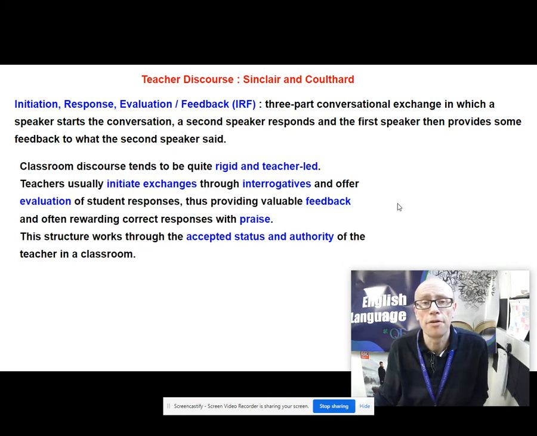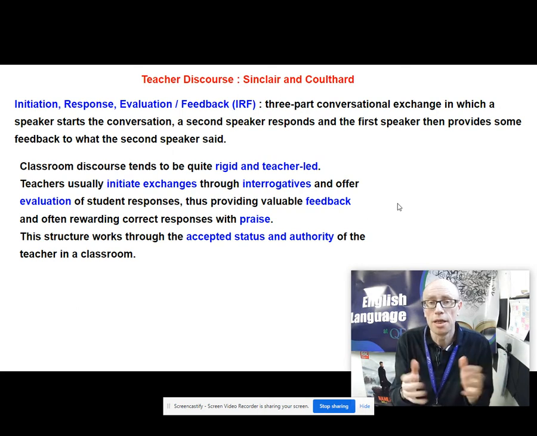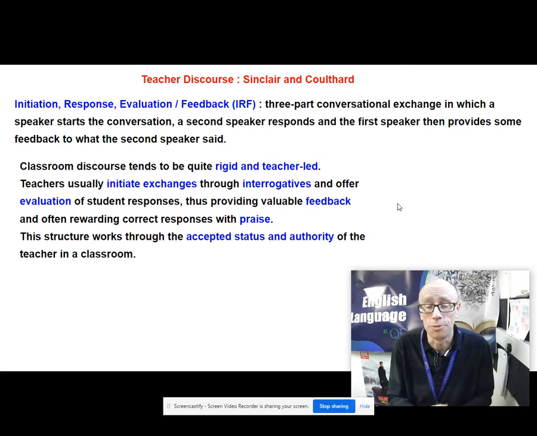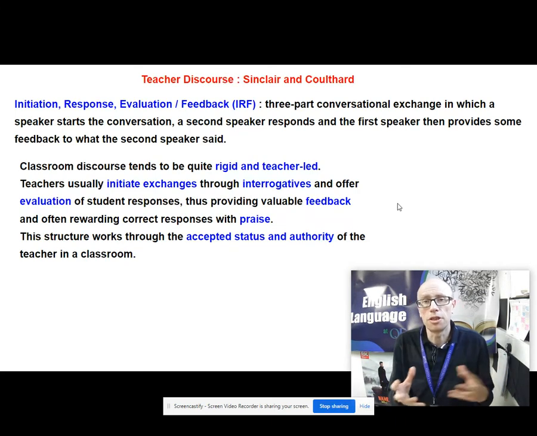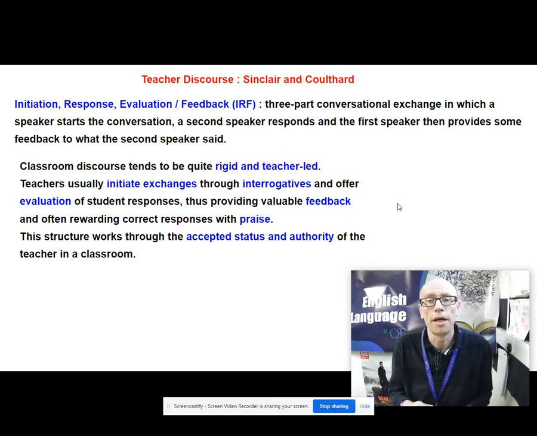That's called IRF. Now, if you think about the talk that's going on in a classroom, it's not a free-for-all, is it? It does tend to be quite rigid. And obviously, certainly in successful classrooms, it tends to be teacher-led as well. Teachers tend to initiate the exchanges. They tend to do that through interrogatives, and then they offer evaluation of student responses. So they give this kind of valuable feedback, and they often reward. So this structure works because everybody in the room accepts the status and authority of the teacher. Where things go wrong, it's where that status and authority is being questioned.